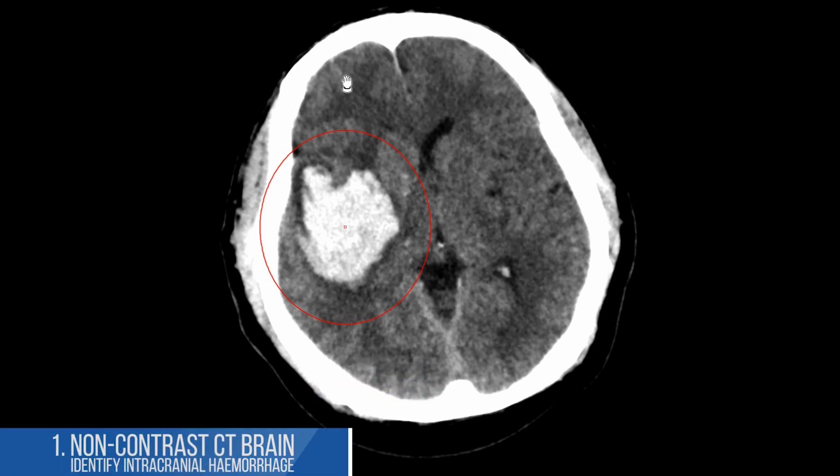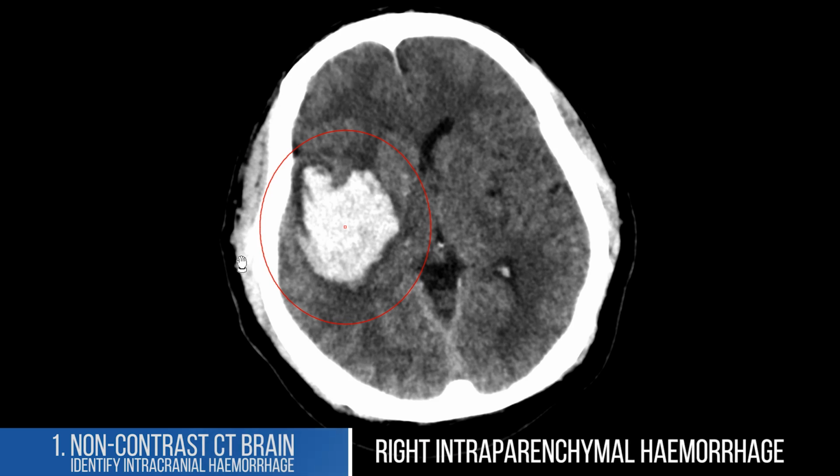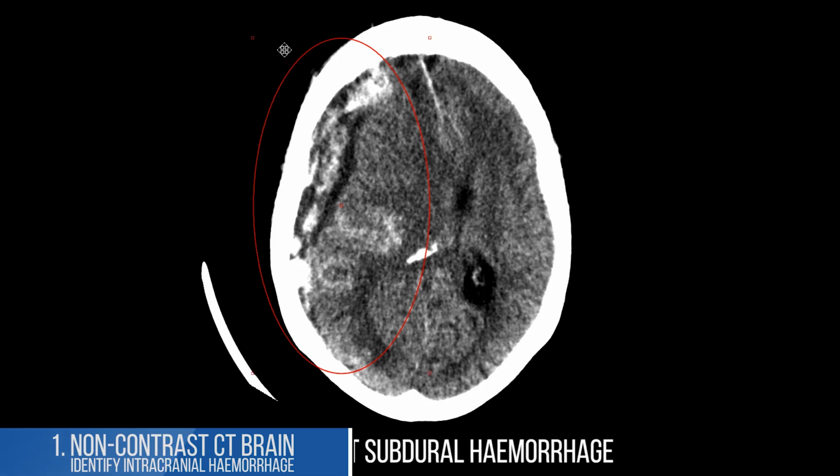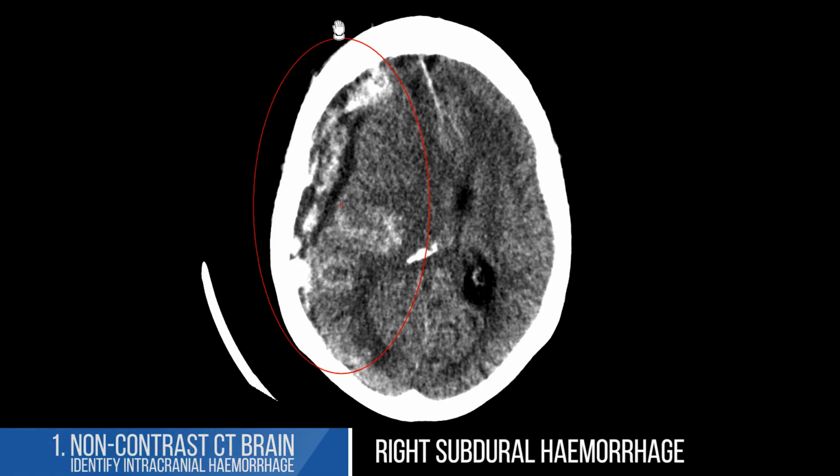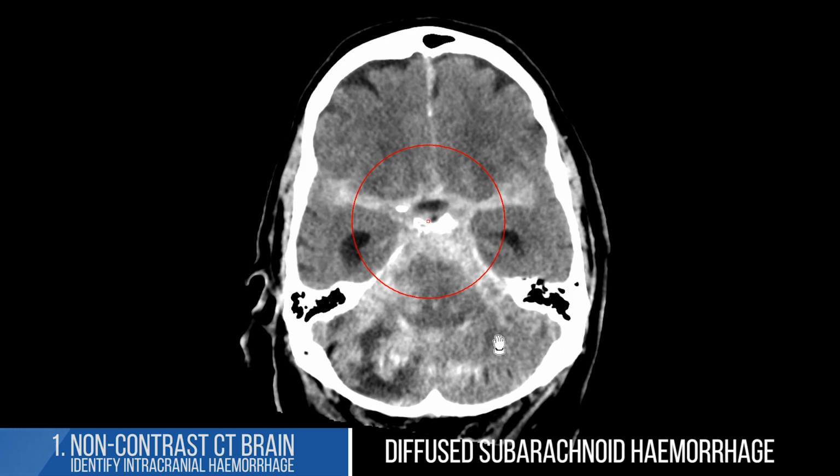Our first scan is the non-contrast CT brain. The main purpose of this scan is to identify if there's intracranial hemorrhage as a cause of the patient's symptoms. If there is hemorrhage, then the management pathway changes as the patient is not eligible for reperfusion therapy.